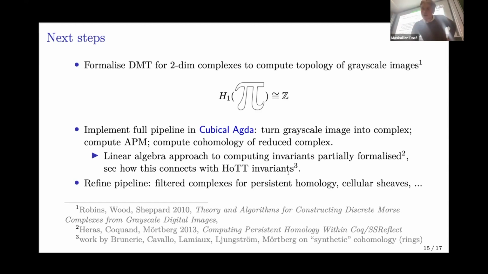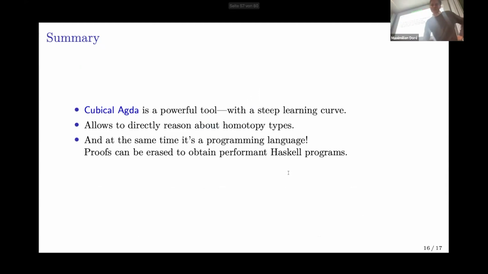So let me close perhaps with just a very quick summary and some outlook. As my own learning experience, Cubical Agda was quite a mouthful in the beginning. A good part of my PhD, I was just learning it. But it is quite powerful if you actually can use it at some point.